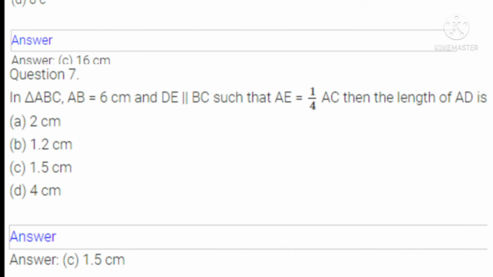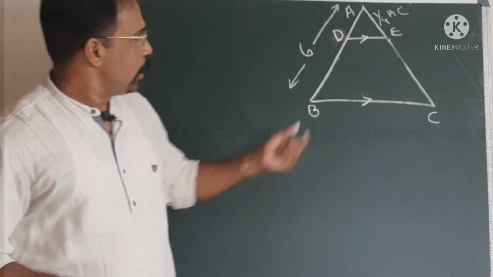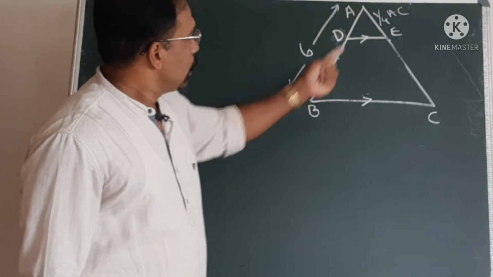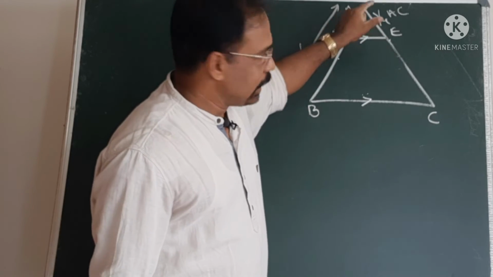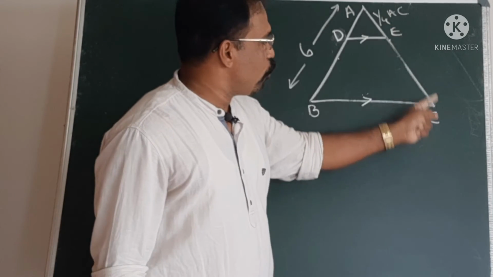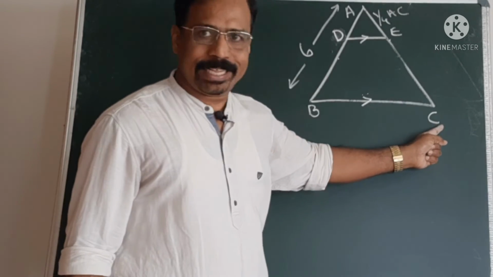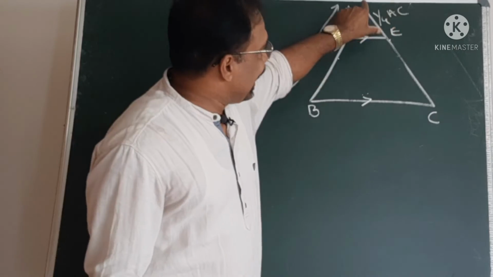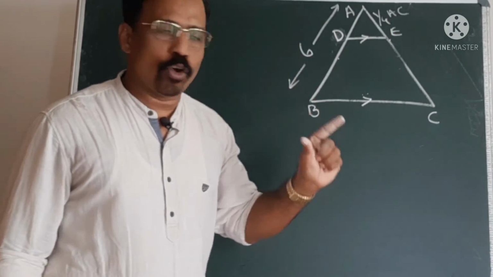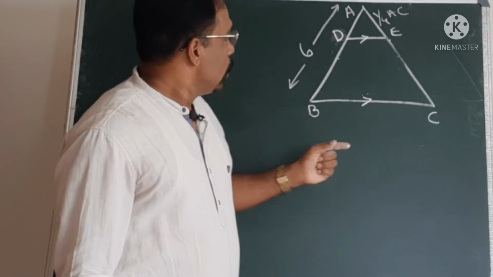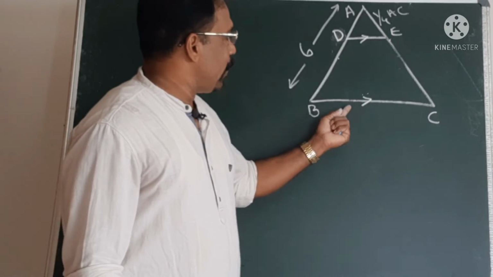In triangle ABC, AB is 6 cm, DE is parallel to BC such that AE is 1 by 4 AC, then the length AD is. 4 options are given to us. Now, look at here. It is given that AE is 1 by 4th of AC. If the total distance is 4 cm, AE will be 1. 1 by 4th of 4 will be 1. And DE is parallel to BC.